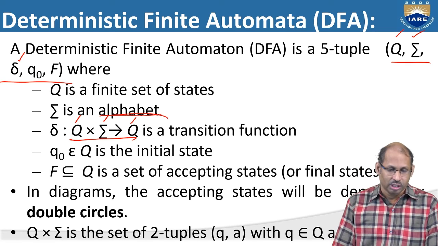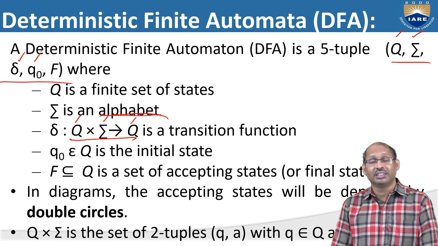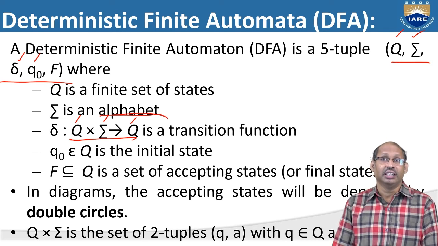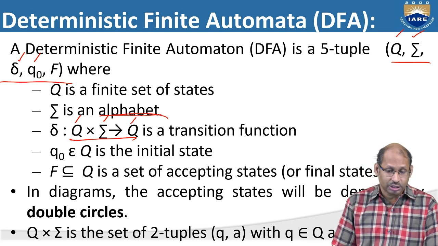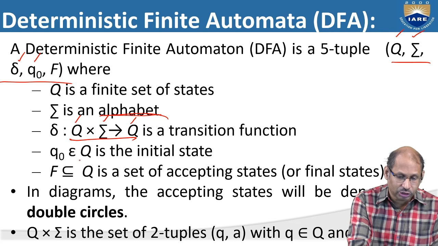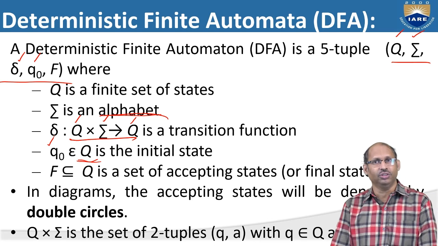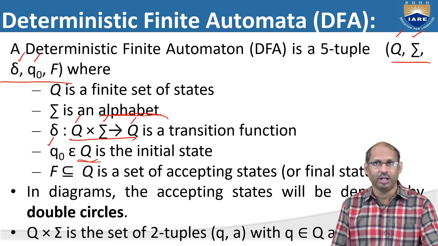Then comes the initial state. The initial state is the starting state of the finite automaton, where we start reading the input characters. Then it will move from one state to another state. The initial state belongs to the set of states, and we represent it as q naught.